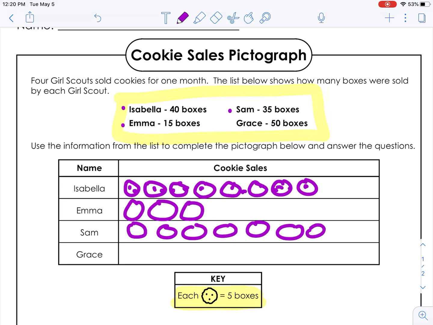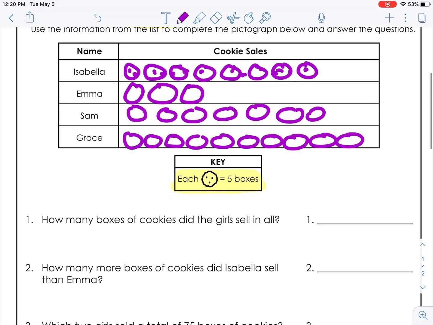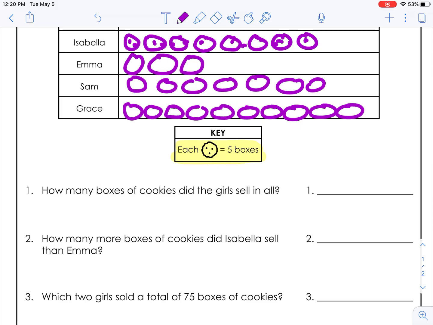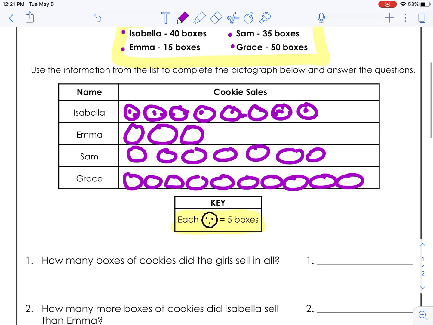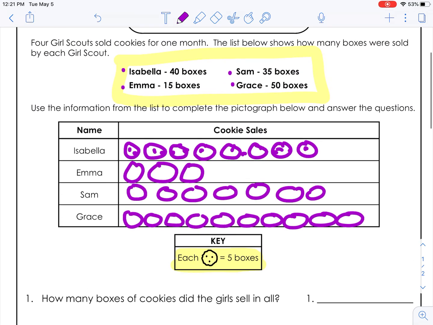Then Grace sold 50 boxes. So 5 times 10 is 50. So we have to draw 10 cookies. Then you can use that information to answer your questions. So how many boxes of cookies did they sell in all? Basically, you can just skip count by 5 and figure that out. But I would just say we have 50 plus 35, so that's 85.